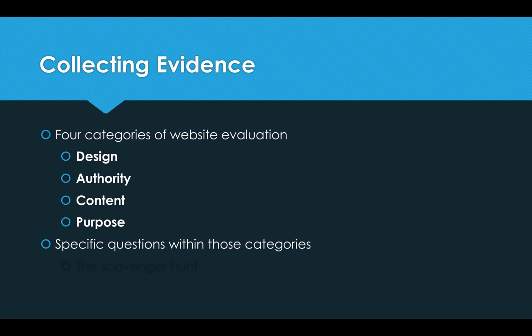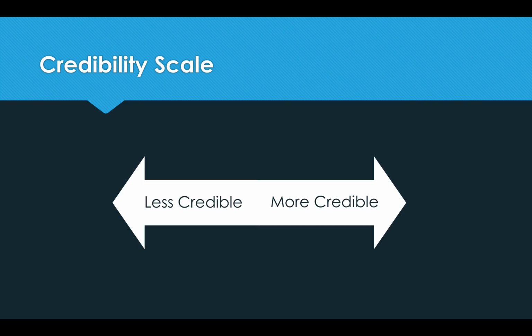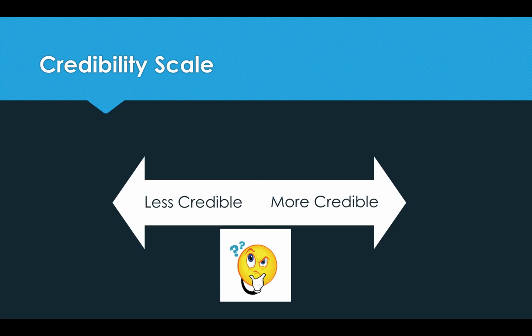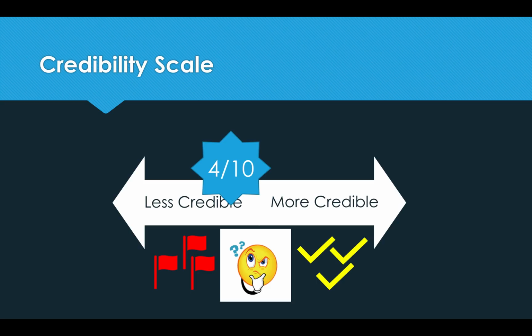Then there are specific questions within each of those categories, and I take you through a scavenger hunt. So you have the website open on one page, and then you have a survey with all of these questions on another. Now, I mentioned earlier that credibility falls on a scale. There are less credible websites and more credible websites, and of course, a lot that fall in between. When you first get onto a website, you start at a neutral position, which is somewhere in the middle of the scale. Then, as you collect evidence, you're pushed one direction or the other, and you go back and forth until you make a decision.